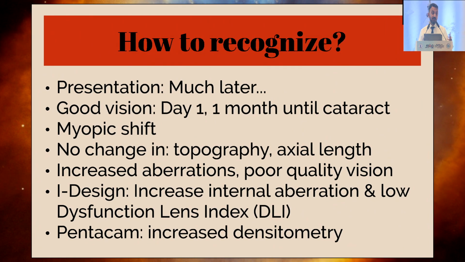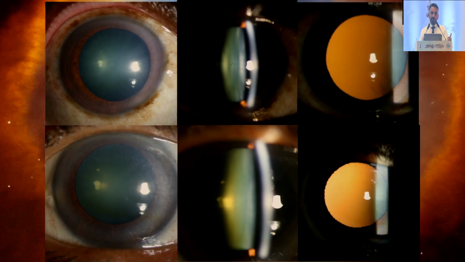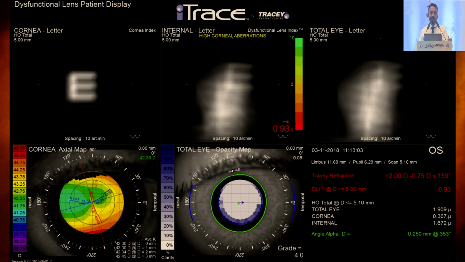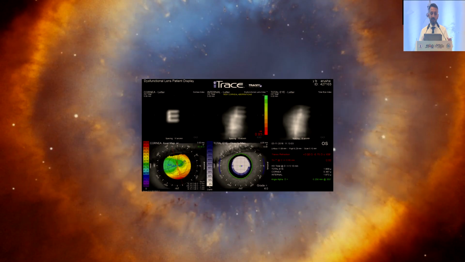Now, cataract, the fifth cause, which usually is much later. We know that it directly reflects into poor quality of vision. There is no change in axial length, there is no change in topography, and it can be documented by a good slit lamp examination, or even some of the aberrometers can document the presence of cataract.